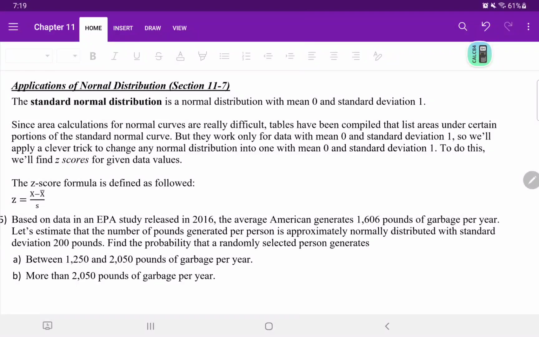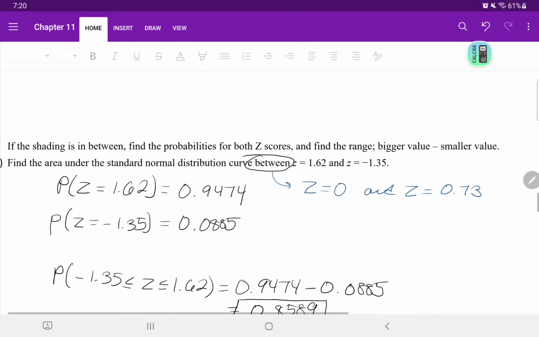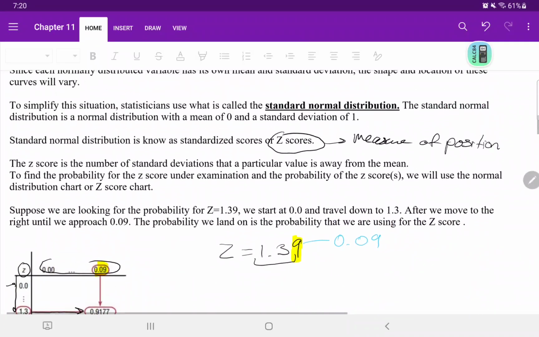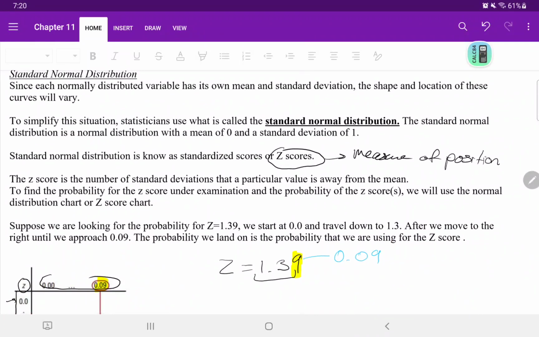All right, guys, welcome to the applications of normal distribution, section 11.7. The standard normal distribution is a normal distribution with mean of 0 and the standard deviation of 1. We have explored that if we look at the examples that I did above, and also the definitions that were listed in my previous videos.